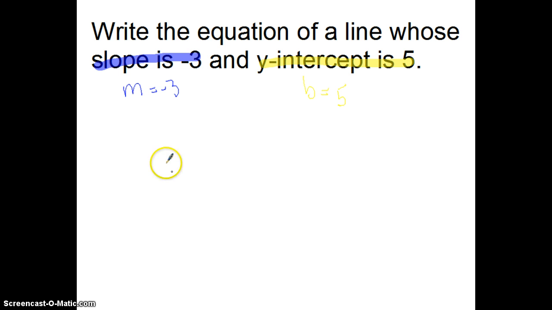Okay, and so it's just telling me what the equation should be. So in the equation, y equals m times x plus b, I know that I can replace m with -3 because m is equal to -3, and then I know I can replace b with 5. Okay, so the equation of this line is y equals mx plus b, or -3x plus 5.